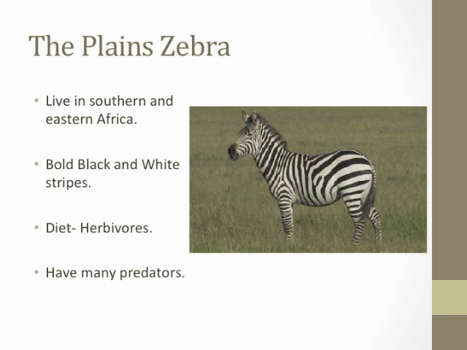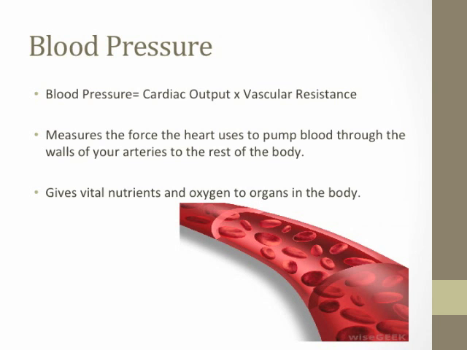The size of its heart is on average 2 times the size of a human's, and this means there is greater flow of blood circulating the body. When the heart beats, it pumps blood around the body to give it the energy and oxygen it needs to survive. As the blood moves, it pushes against the walls of the arteries. Blood pressure is a measure of how much force the heart uses to pump the blood through the arteries.